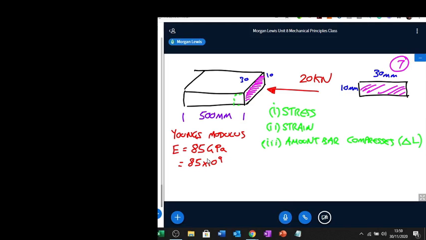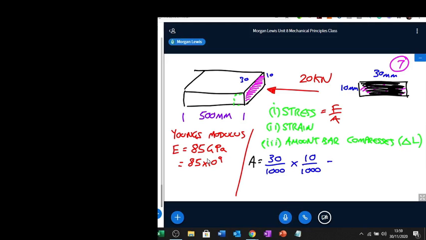The first thing we need to find is stress, so we need to find the area, because stress is force over area. Area is just the area of this square and this rectangle really. So it's 30 times 10, but you've got to divide by 1,000. You can't just do 300 divided by something. 30 millimeters, so divide by 1,000 to get into meters.